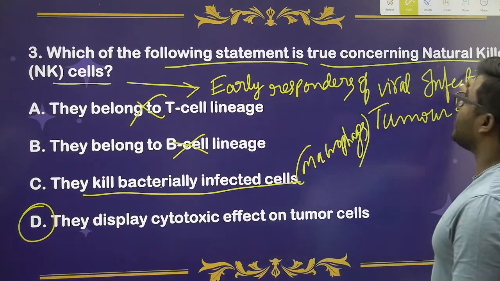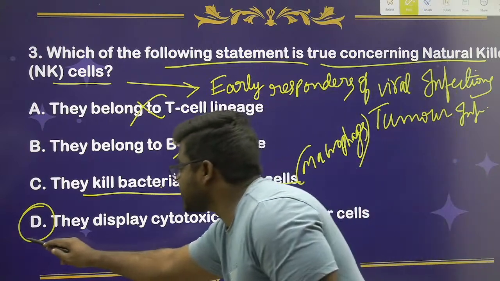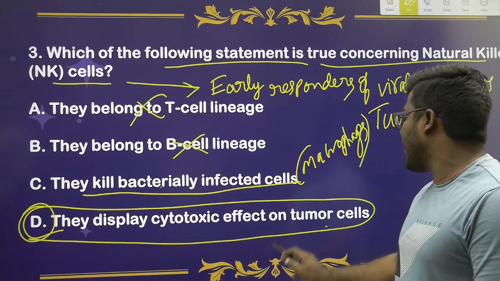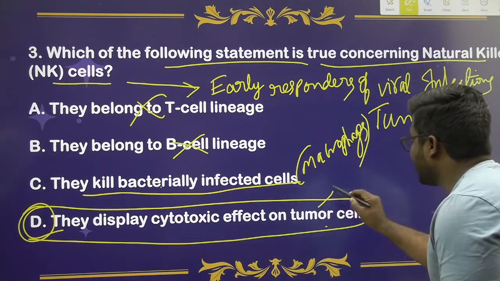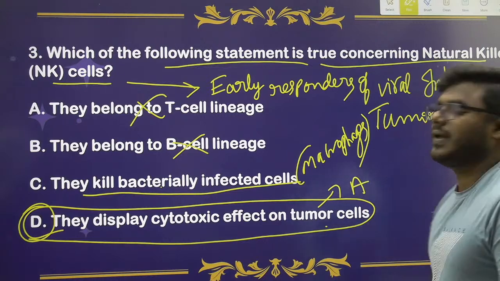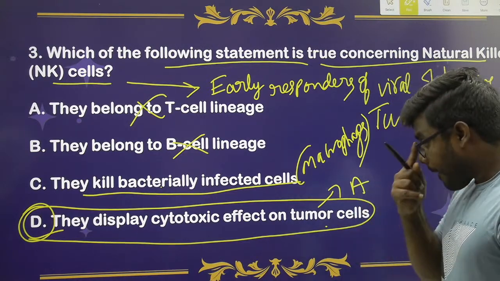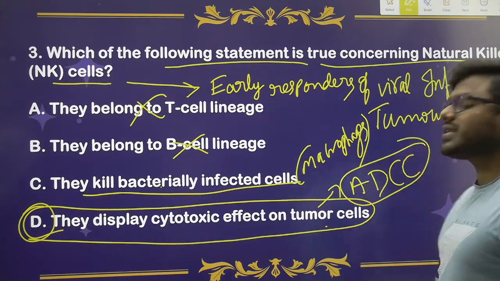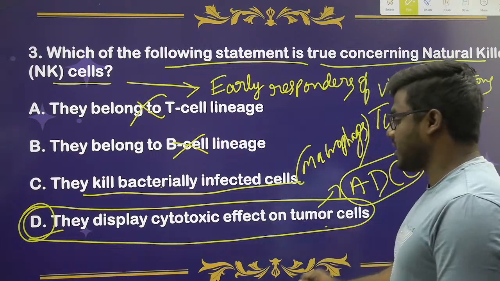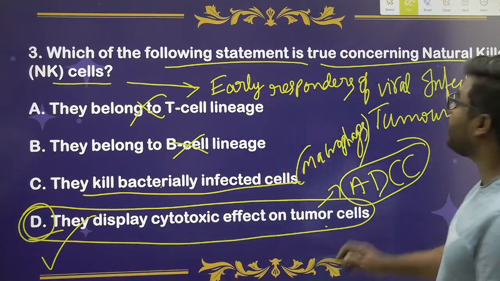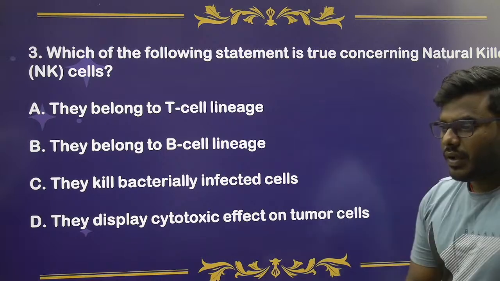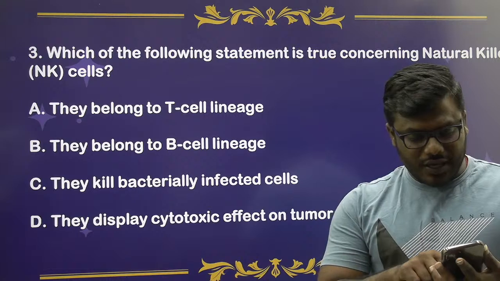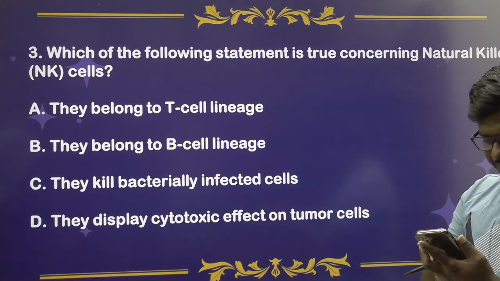Anyway, since the question is with respect to the natural killer cell, obviously the answer will be what, friends? D. That is, they display cytotoxic effect on the tumor cell with the help of antibody. That's why we say natural killer cells play a key role in antibody dependent cell mediated cytotoxicity. Hence the correct answer will be D. Simple. Okay, to virus infected cell. Correct. Get ready for question number 4.